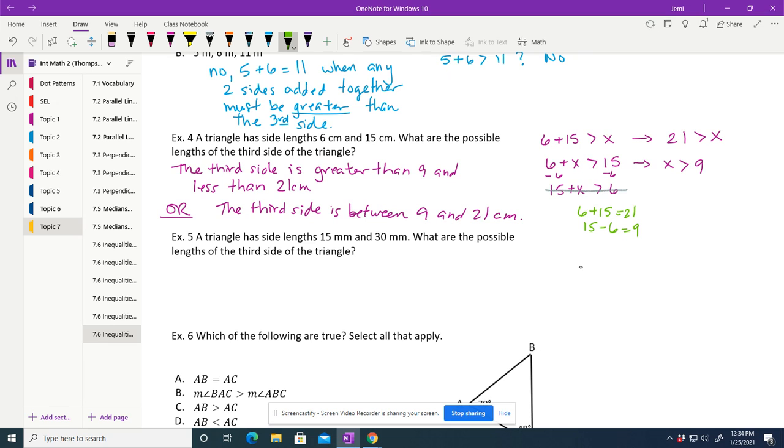First of all, a triangle has side lengths 15 millimeters, and this should say 30 millimeters. There may have been an error right here. Yours might say centimeters. What are the possible lengths of the third side of the triangle? So pause and figure that out.